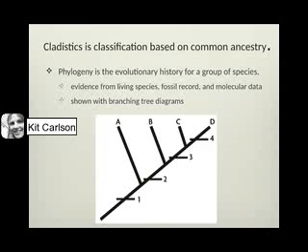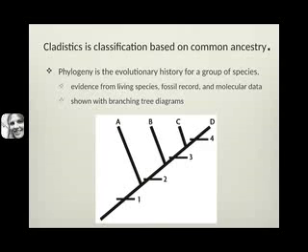So an assignment that you have that correlates with this lesson is the plant cladogram activity. And cladistics is classification based on a common ancestry. We would call this a natural classification scheme. So we're looking at the phylogeny of these groups. Phylogeny is the evolutionary history for a group of species.